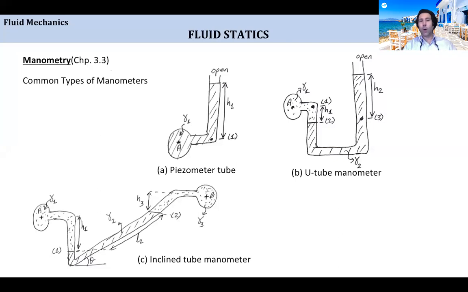These are very old instruments for measuring pressure. Now, in modern days, we have many different options for measuring pressure. We have different pressure transducers working with different working principles. However, manometers are still in use today, and also the concepts of manometers are very useful to understand fluid statics and to demonstrate these concepts.